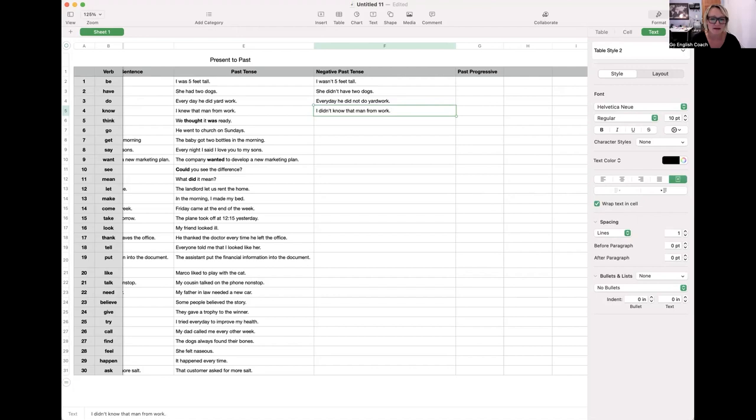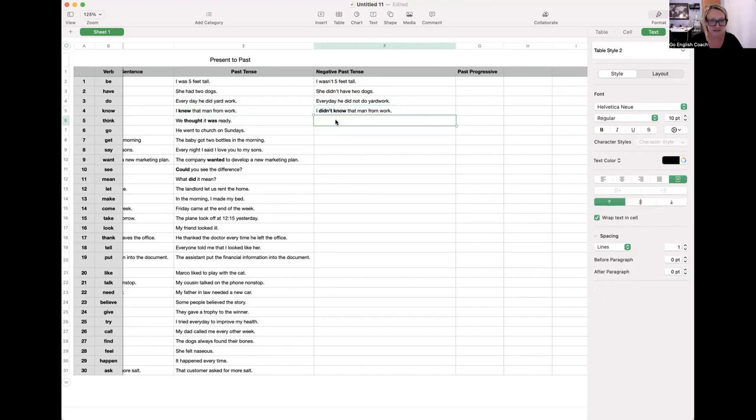So many people, when they have a past tense like this, and then you have to make it into the negative, they would say, I didn't knew. So remember that when you take the verb, you have to change it from past tense back. So you use the didn't to indicate the negative, and therefore you do not need to have the verb in the past tense anymore. So didn't tells you past tense. So then you use the base form of the verb. Okay, so I knew that man from work. I didn't know that man from work. Okay. So there we go. I like to just make sure everybody can understand what I'm doing.